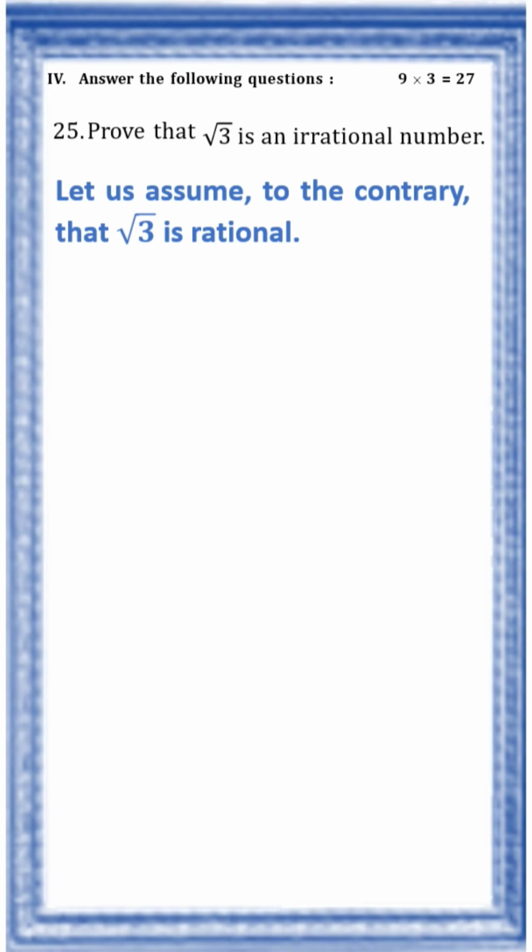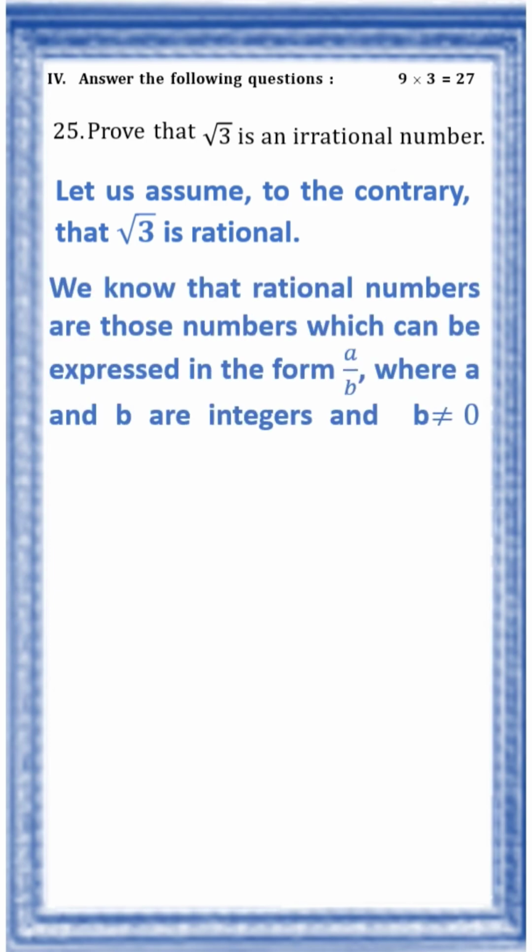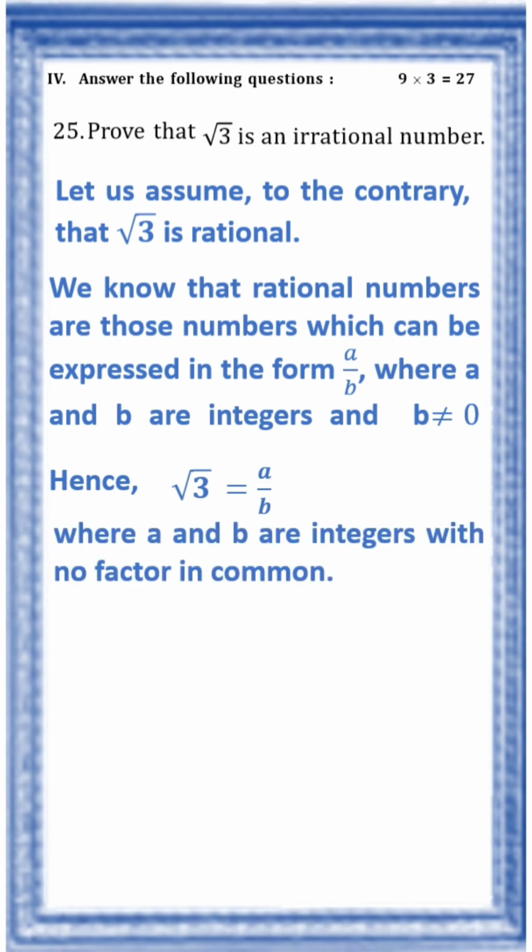Let us assume to the contrary. We know that it is an irrational number, but let us assume to the contrary that root 3 is a rational number. What is a rational number? Rational numbers are those numbers which can be expressed in the form a by b, where a and b are integers and b is not equal to 0. Hence, root 3 is equal to a by b, where a and b are integers with no factors in common, meaning they are co-prime numbers.